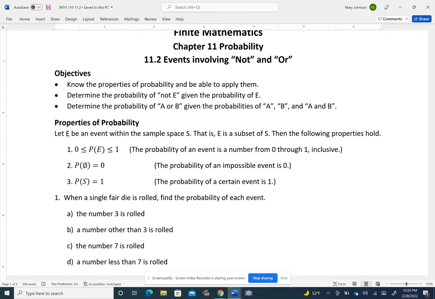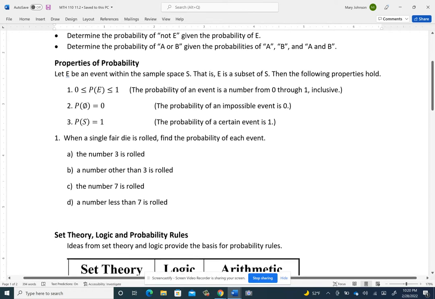We're going to try to understand what's meant by finding the probability that an event doesn't happen, so not E, and the probability of A or B happening, okay? So here we have the properties themselves, all right? So the first property is just saying that probability is going to wind up being a value that's somewhere between 0 and 1, including 0 and 1.